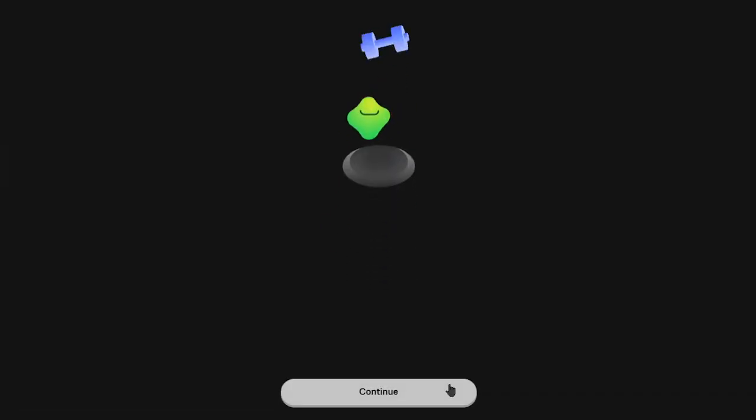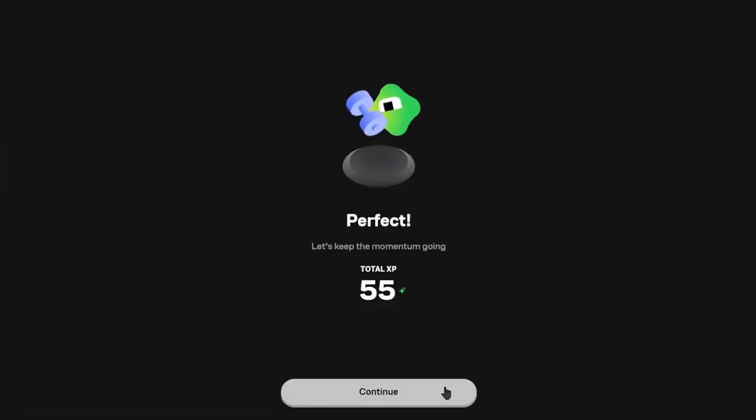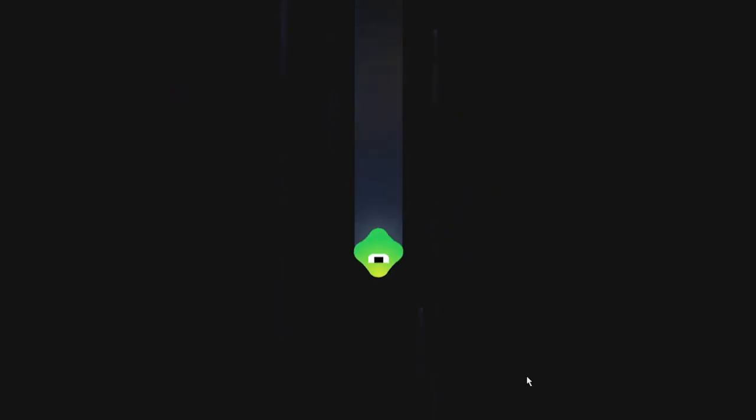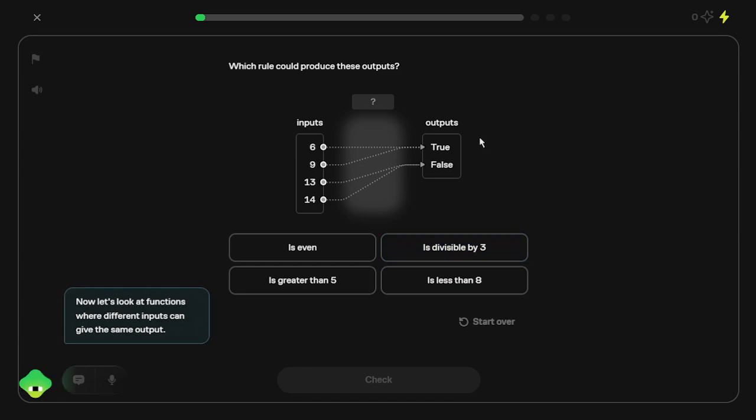Now it's time to do the lesson. Oh no. Now, let's get in. So laggy. Here. Now, let's look at functions where different inputs can give the same output.